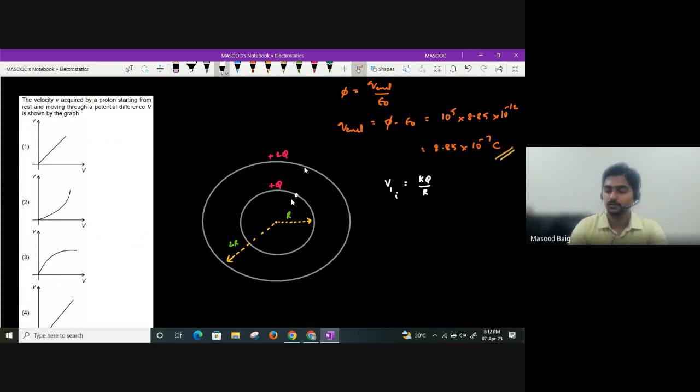Now due to the outer shell, what will it be, guys? Due to the outer shell, what will it be? It will be k into 2q divided by 2r.